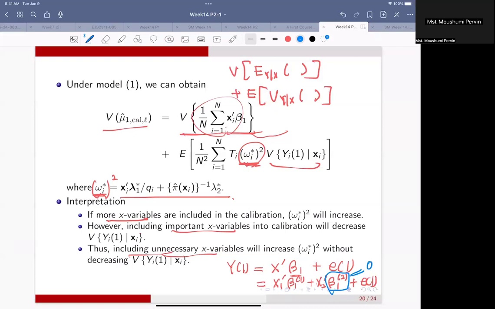What about including this one? If I include x2, the coefficient to x2 is 0, so it doesn't really have any impact on this variance. But including this x2 will still have an effect on the weight. So you are actually increasing weight without gaining anything in that situation. So it's better under the outcome model.